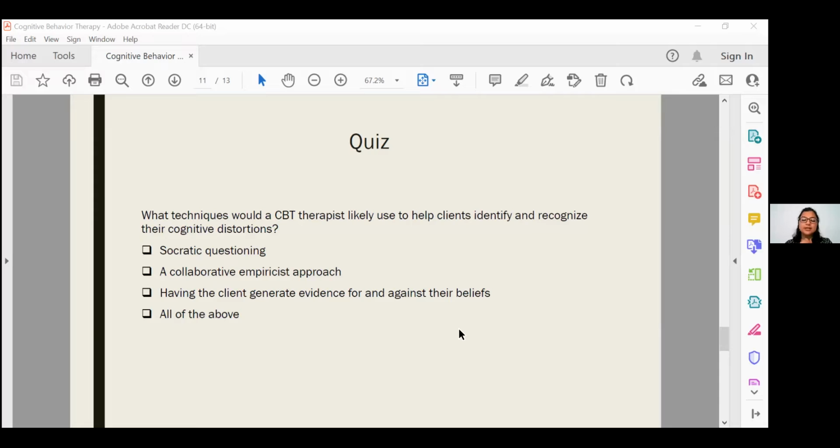What techniques would a CBT therapist likely use to help clients identify and recognize their cognitive distortions? Socratic questioning, collaborative empirist approach, having the client generate evidence for and against their beliefs, or, of course, all of the above.